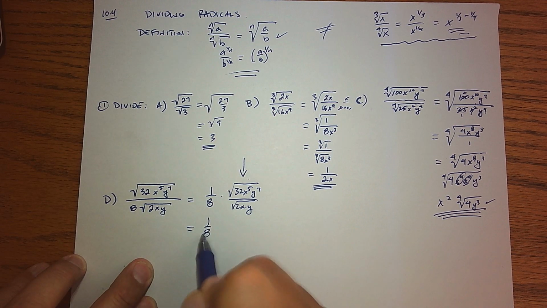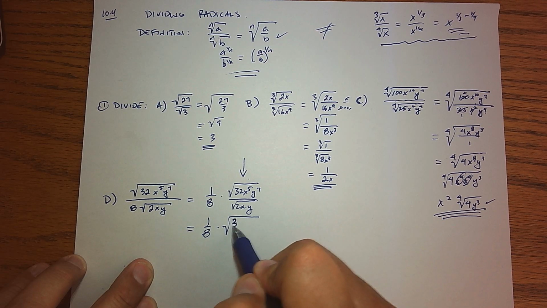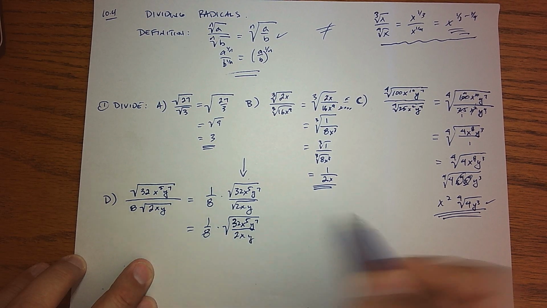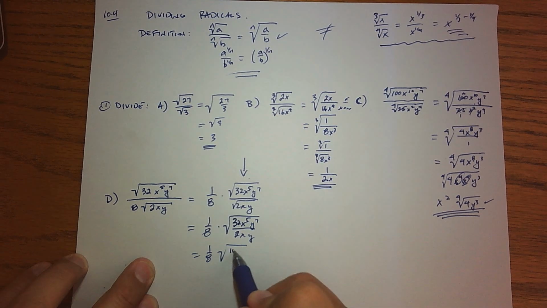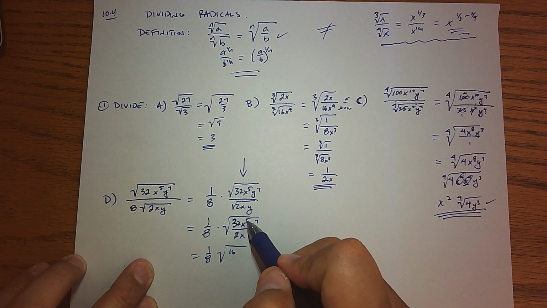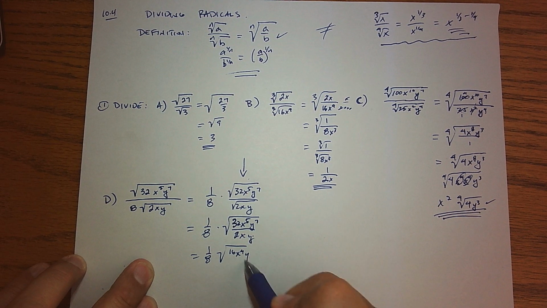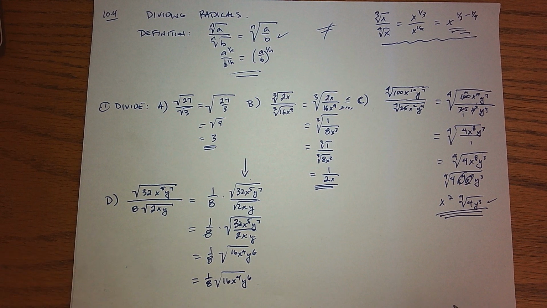So working on this, 1/8 is along for the ride. I can put this all underneath one radical. We get 32 x to the 5th y to the 7th over 2xy. Simplifying this radical, all right, 2 goes into 32 16 times. We have 5 minus 1, that would give us x to the 4th, and 7 minus 1 would give us y to the 6th. So let me rewrite that so it looks a little cleaner. We're basically talking about the square root of 16 x to the 4th y to the 6th.